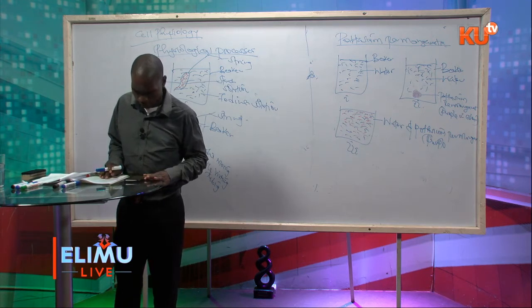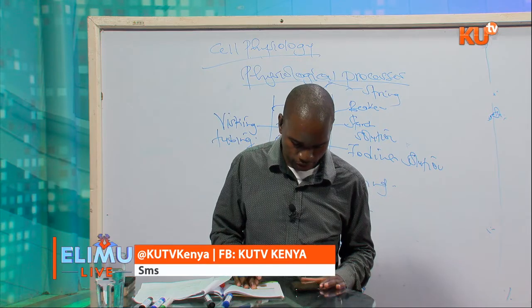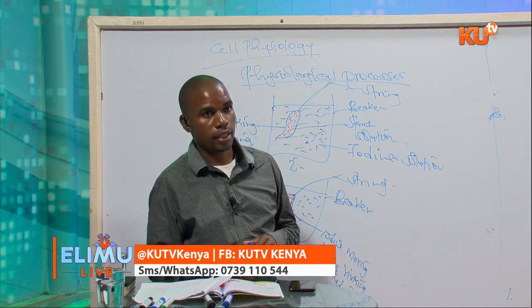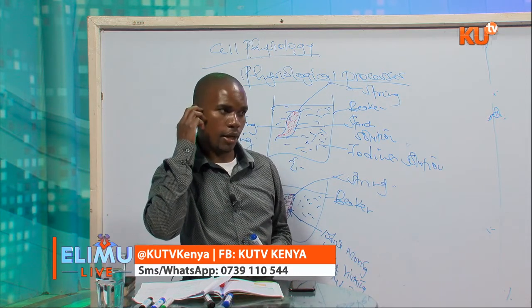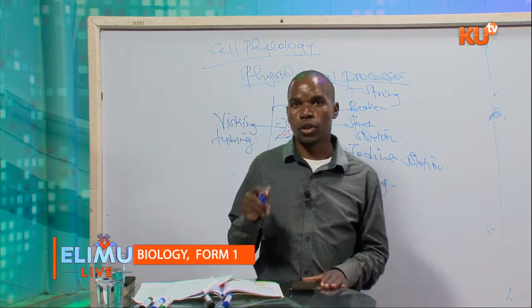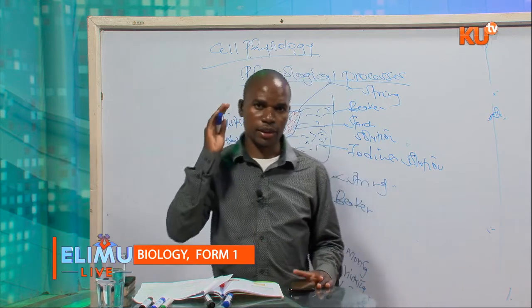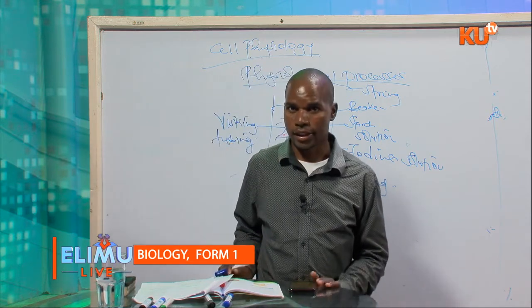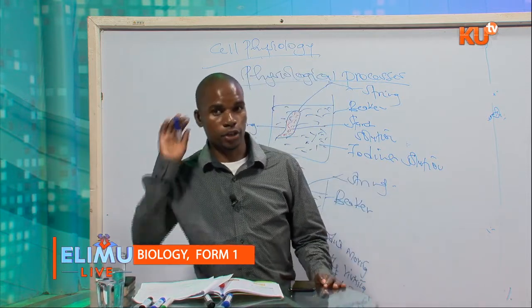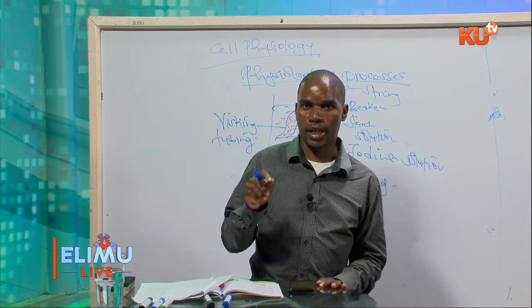Now, let me look at some of the questions that have been sent here. Yvonne is asking, what is the function of the chloroplast? As I mentioned earlier, chloroplasts are found in green plants. Mark the words green plants. The major function of the chloroplast within that green plant is to carry out the food making process that we refer to as photosynthesis. Mostly photosynthesis occurs during daytime because we need sunlight to split the water molecule into hydrogen and oxygen in a process known as photolysis. So all that process takes place within the leaf of a plant and in the chloroplast.